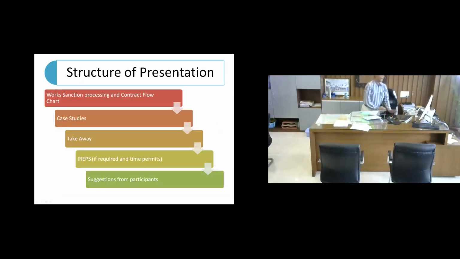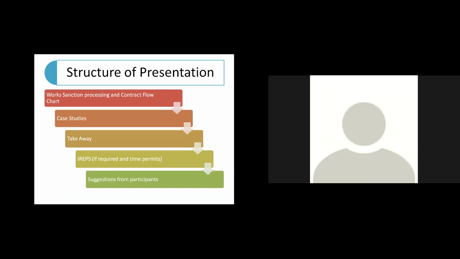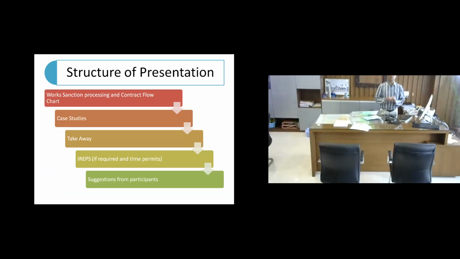Okay. So I'll give you a brief overview of how works are sanctioned, then how contract is to be administered, and case studies of tenders and contracts. What can go wrong? How to solve a tender? Where you have to be very rigid and where you can be flexible and all. Finally, take away, and if time permits, then maybe IRIFM-II. And I always welcome suggestions from participants because nobody is perfect and one should keep on learning.